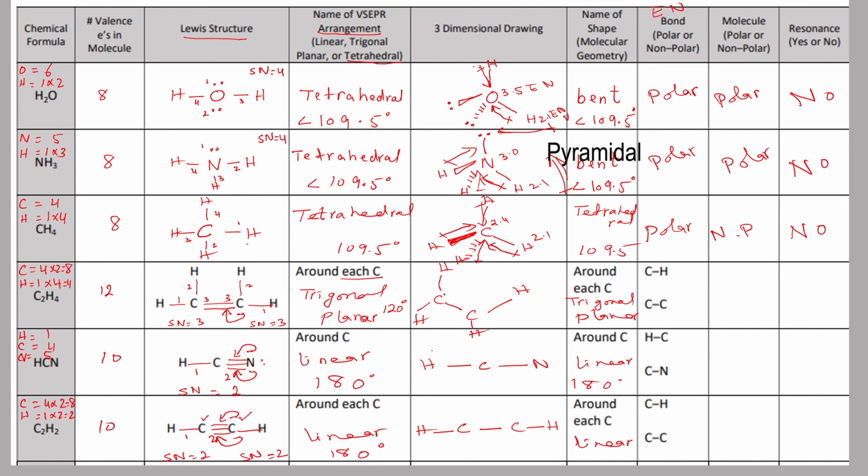For this molecule, we have 2.4 electronegativity here, 2.4 electronegativity here, and 2.1 electronegativity here. So the bond between carbon and carbon is going to be a non-polar bond, but the bond between carbon and hydrogen will be a polar bond.